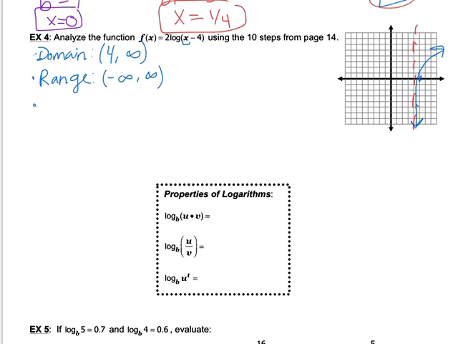Is this function increasing or decreasing? Well, it's obviously increasing. Remember, reading it left to right, it's shooting up very quickly. It will even out a little bit, but we're looking at a strictly increasing function.